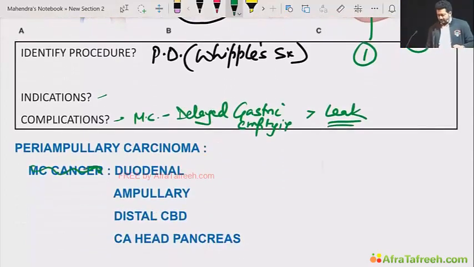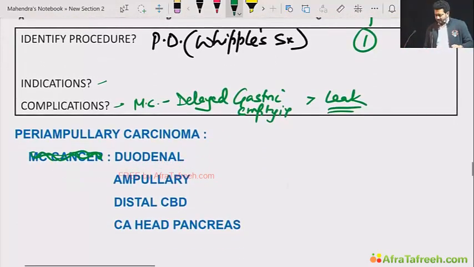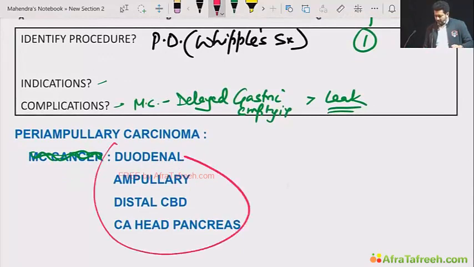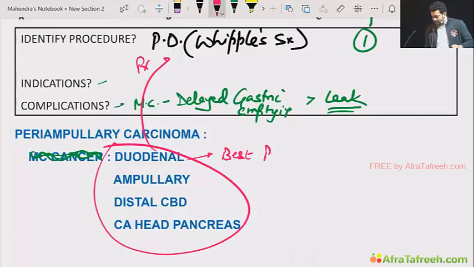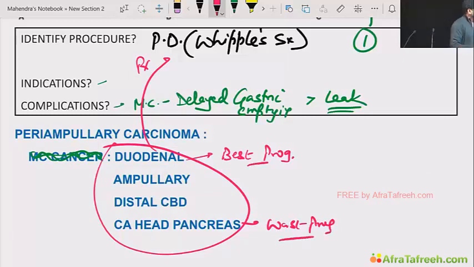Periampullary cancer: just see these cancers, they come under periampullary. The treatment of all of these is Whipple's. But among these cancers, duodenal carcinoma has the best prognosis, and head of pancreas has the worst prognosis. Okay, just this much about periampullary cancer. All these, duodenal cancer, ampullary cancer, distal CBD, or carcinoma head of pancreas, come under periampullary cancer.